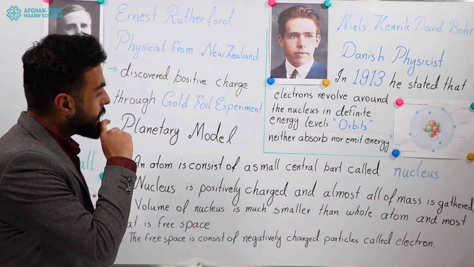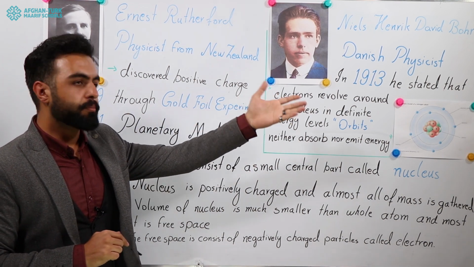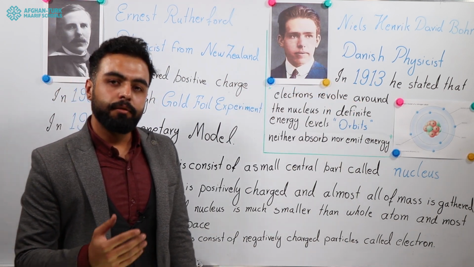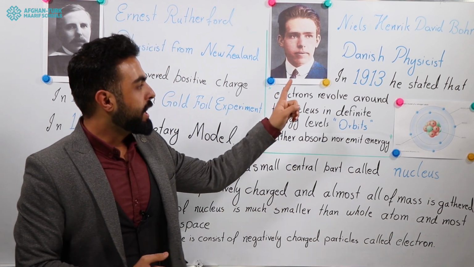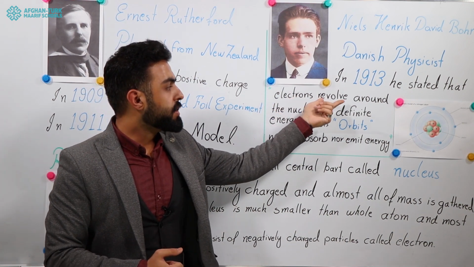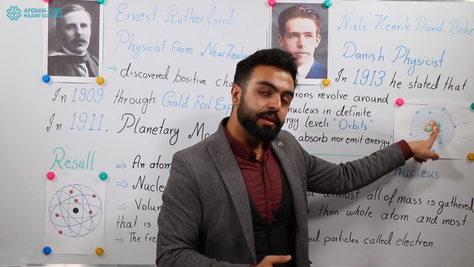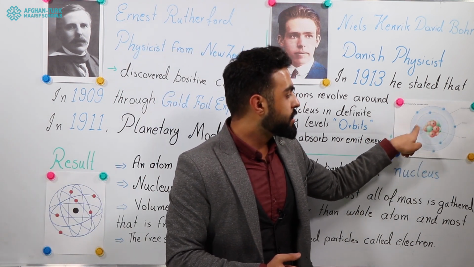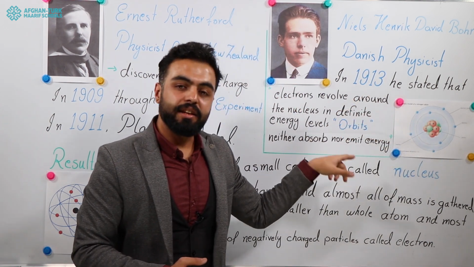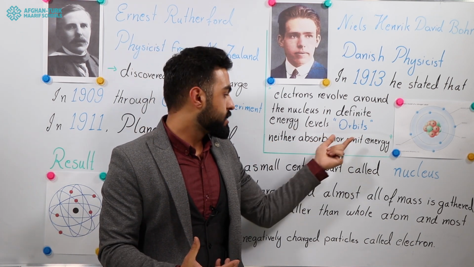So after Mr. Rutherford, Mr. Niels Henrik David Bohr, he is actually a Danish physicist. He is also a student of Mr. J.J. Thomson. In 1913, he stated that electrons revolve around a nucleus in definite energy levels. This is nucleus, and these are the energy levels. The electrons are going round around on these energy levels. These energy levels are also called orbits.